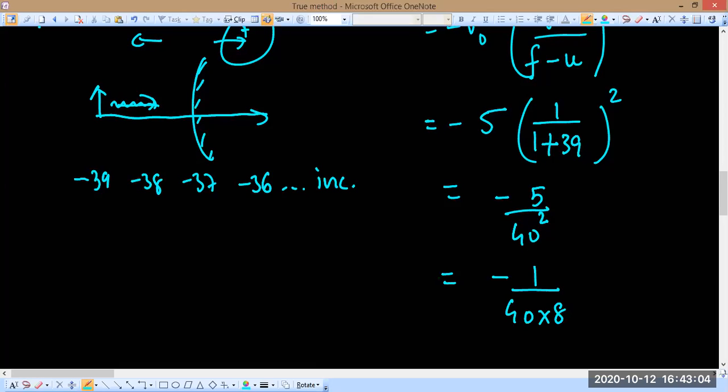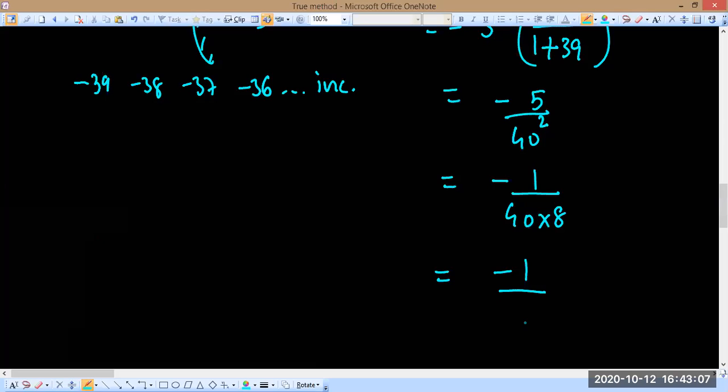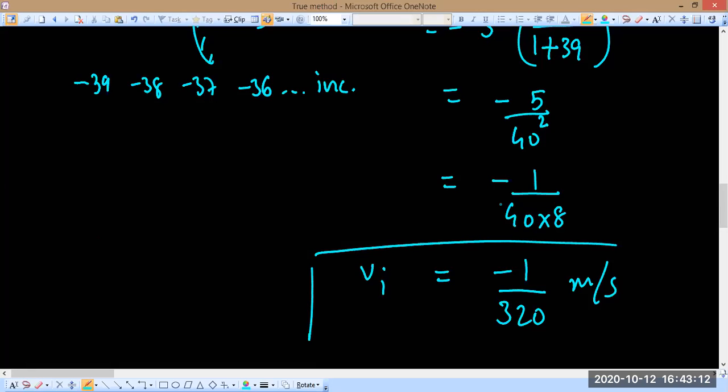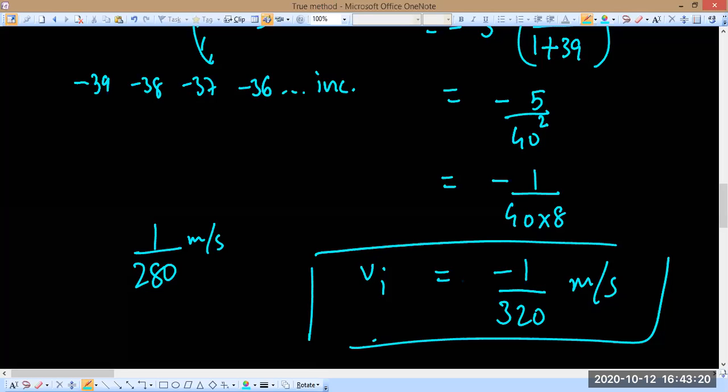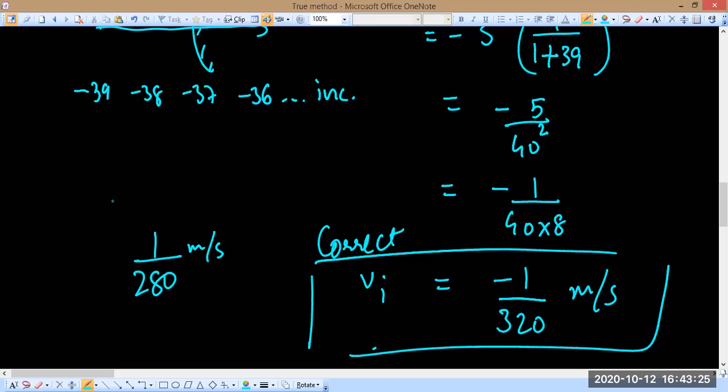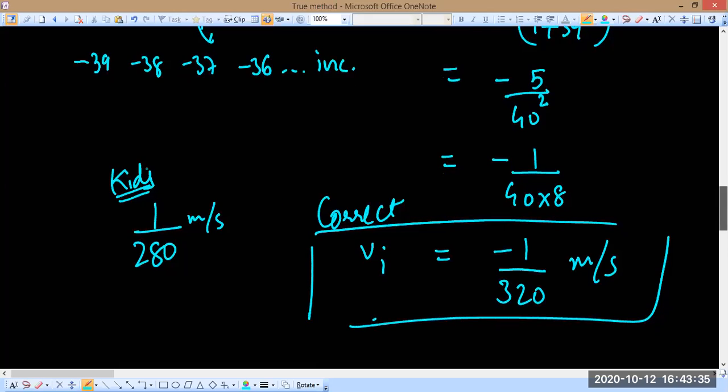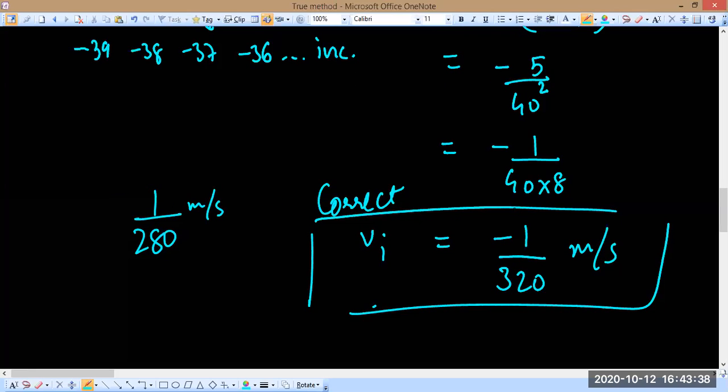So the correct answer would have been this. Okay, this is the final correct answer. What was coming instead? 1/280 was coming in the other method, right? So clearly these answers are different. This is actually the correct answer. This is for kids. Okay, right, because here we took distance traveled upon time taken. That's why it's not valid in my opinion.